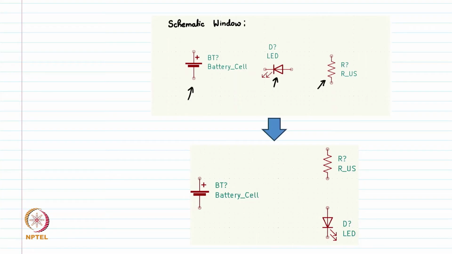So after putting these components, we arrange these symbols so that this looks a bit neater and we can make a circuit comfortably. So the next step is selecting and moving objects.